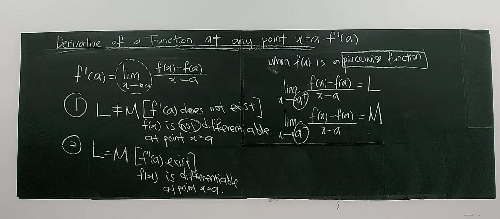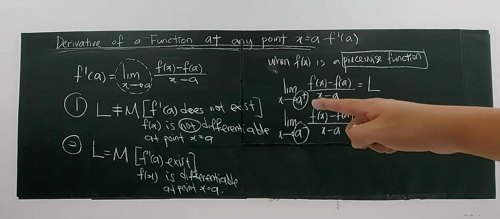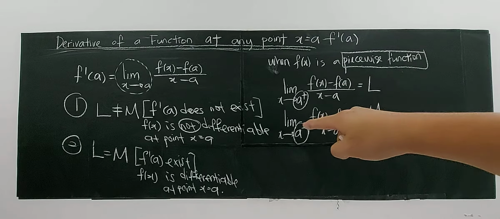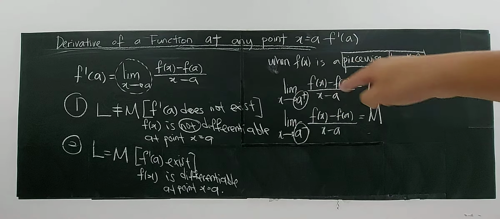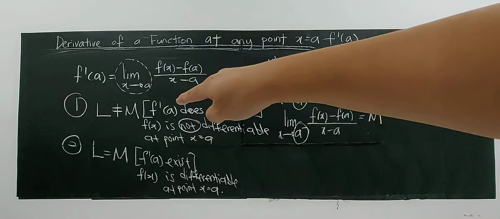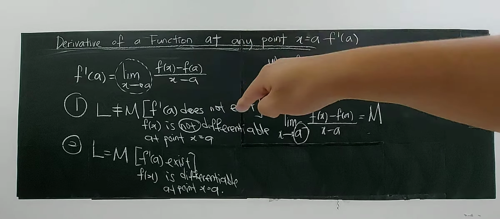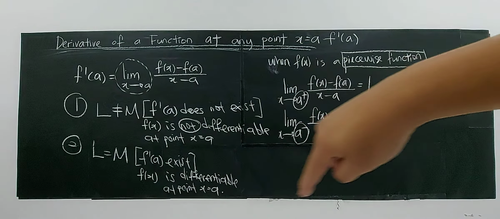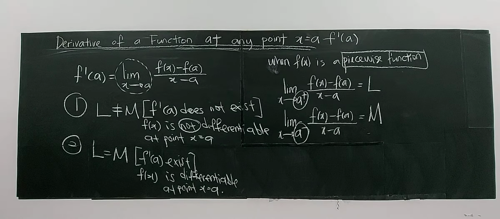If f is differentiable, these two values, the limit from the right and from the left, will be the same. When these two are not the same, when L is not the same as m, then f prime a does not exist, or f(x) is not differentiable at that point. This is the concept. Please jot it down before I solve a function for you. After this concept, I want to show you how to evaluate a piecewise function.